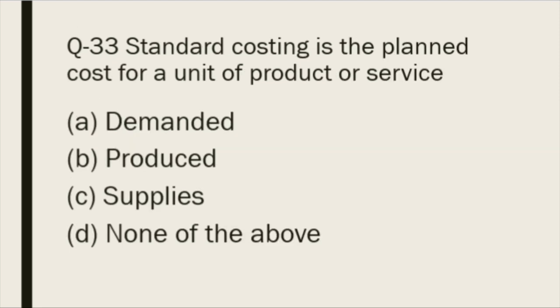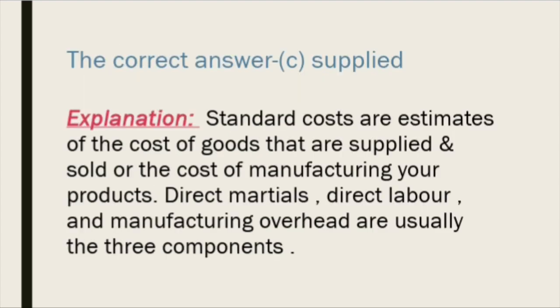Next question is that standard costing is the planned cost for a unit of product or service. The options are demanded, produced, supplied, none of the above. The correct answer is supplied. Standard costs are estimates of the cost of goods that are supplied and sold or the cost of manufacturing your products. Direct materials, direct labor, and manufacturing overhead are usually the three components.